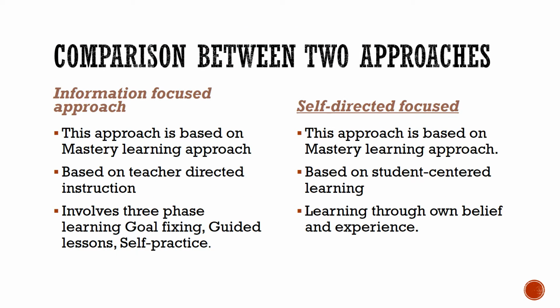When we compare the two approaches, the information approach as well as the self-directed approach, both are based on the mastery learning approach, whereas the information approach is teacher-based instruction and the self-directed approach is student-centered learning. The information approach involves three phases of learning: goal fixing, guided lessons, and self-practice. The self-directed approach is through own beliefs and experience of the learner.